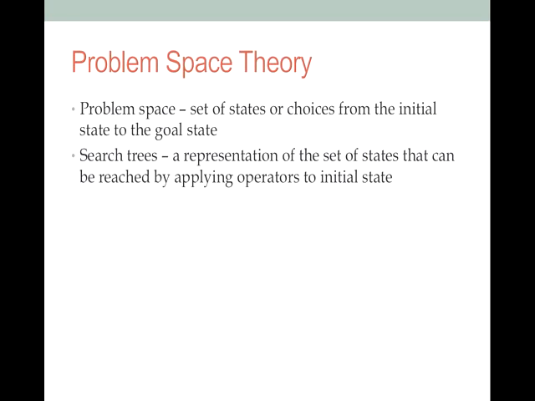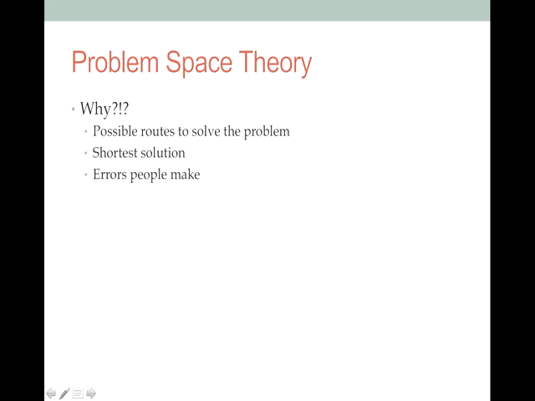So this works really well for fairly simple problems. Why would we use this? It's sort of like a GPS system. You can look at all the possible routes to solve a problem, all the different things that you can do. I can see what's the shortest solution to the problem and whether or not people take that. I can look at all the errors people make and whether or not they're willing to back away from an error. So the reason we use problem space theory is that it's a nicely laid out way to study well-defined problems.